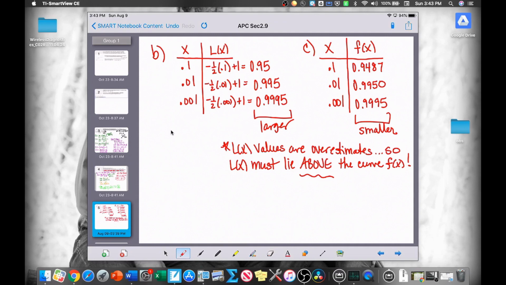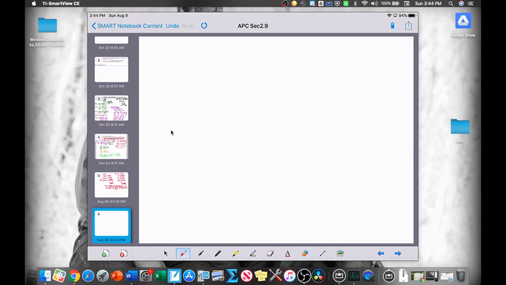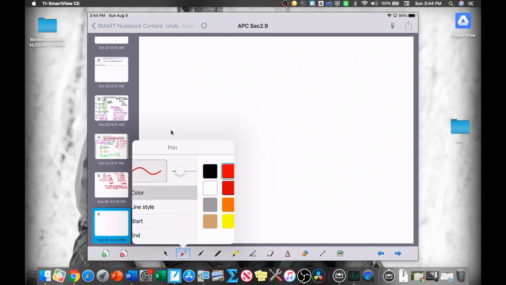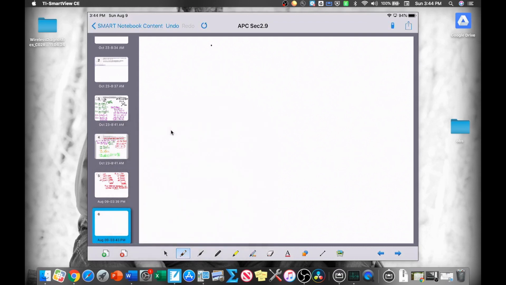So finally, part D asks us to graph the function and the tangent line and make sure that the graph supports our solution from part C. So basically, make sure that once we graph our function, our tangent line does indeed lie above the curve. So for the last part here, I am going to graph f of x and L of x, and we'll see what we have.